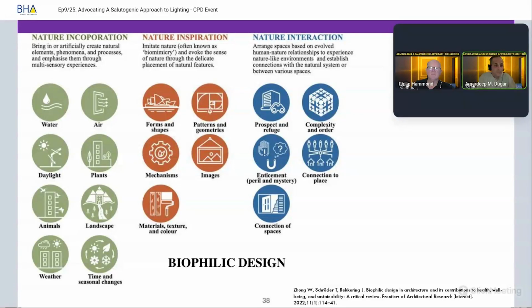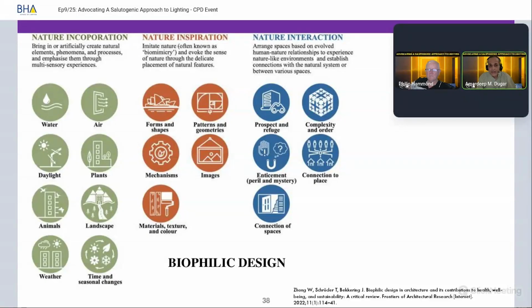First is nature incorporation, where you artificially create these natural elements, you bring in these phenomena or processes to create multisensory experiences within a built environment. Then they talk about nature inspiration, where you imitate nature, and by this imitation you evoke the sense of nature. It could be forms, patterns, or imagery. And third is nature interaction, where you arrange spaces based on how humans and nature interact and create these relationships.